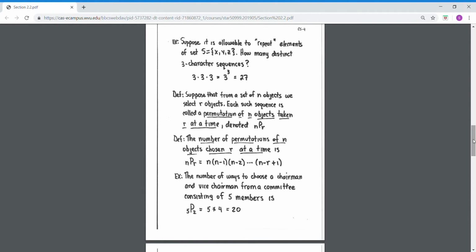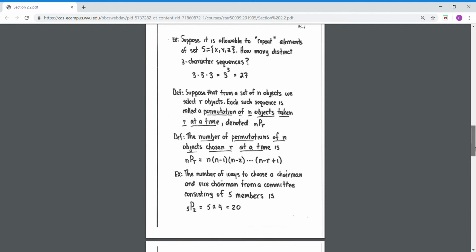Another example. Suppose it is allowable to repeat elements of set S equal to {x, y, z}. How many distinct 3-character sequences are there? Well, since we can repeat, that means there are 3 options for first place, 3 options for second, and 3 for third. So 3 times 3 times 3, which equals 3 to the third, which equals 27.